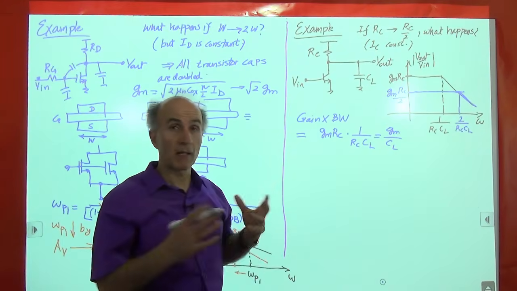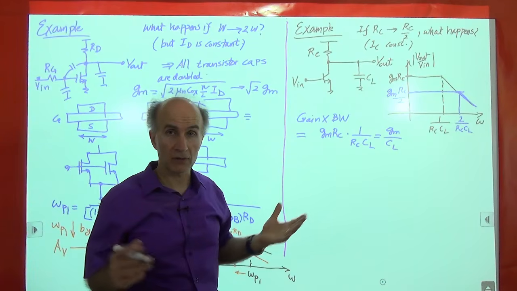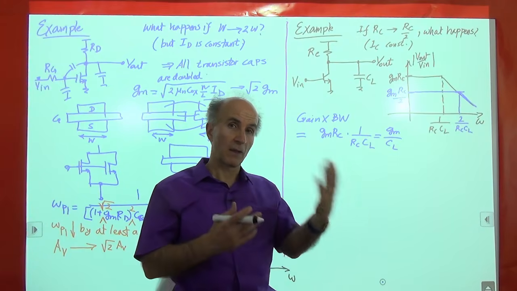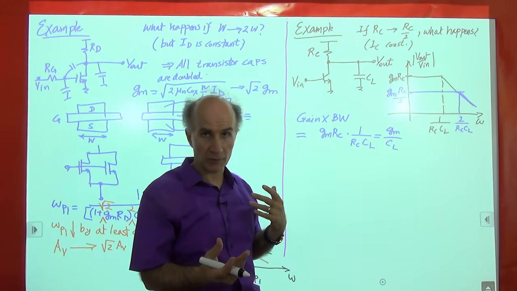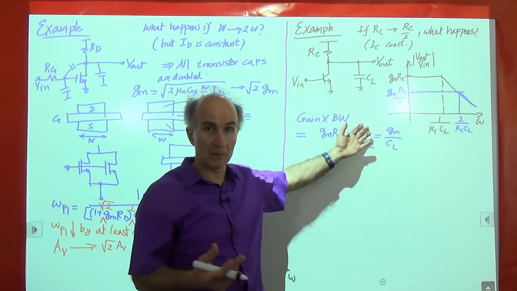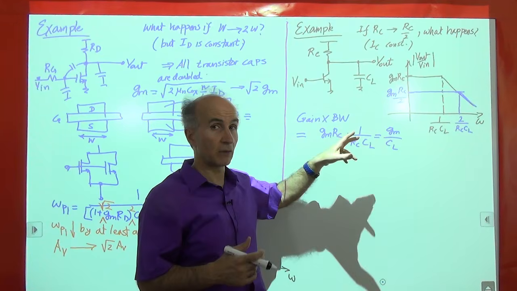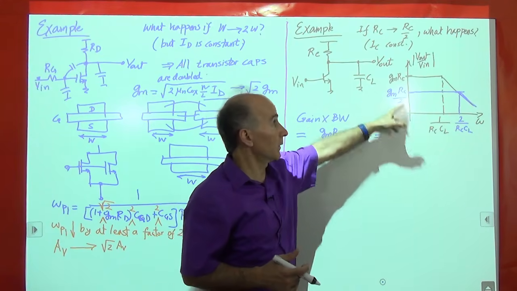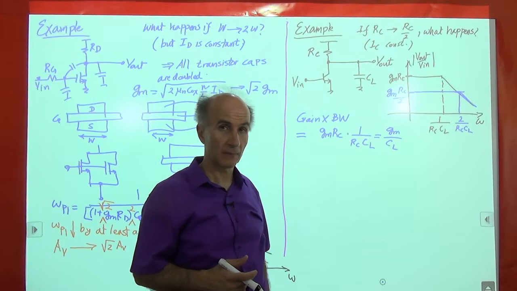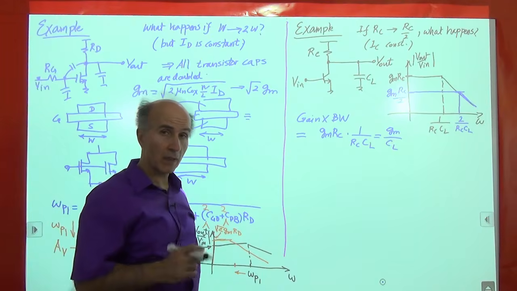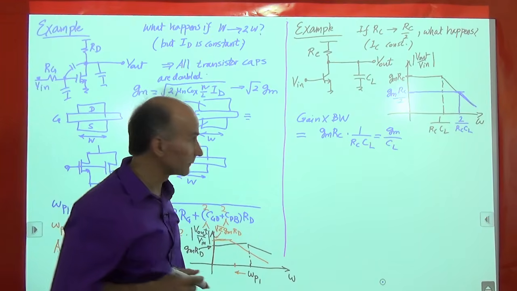Okay? So in many circuits, in all circuits actually, we are dealing with a trade-off between the gain of the circuit and the bandwidth of the circuit. In this case, it's very simple. The gain bandwidth product is just constant. So there's not much we can do if we just play with RC. But there's one more thing that we can do.